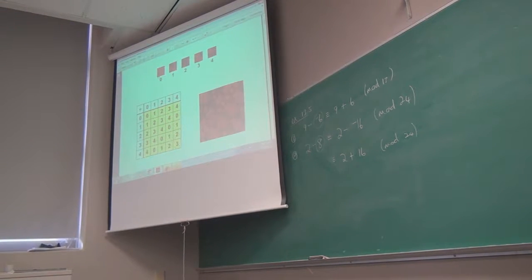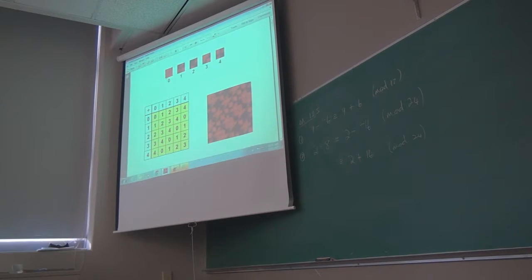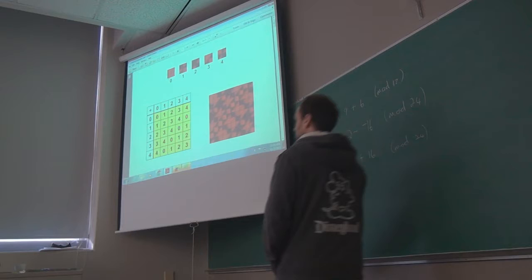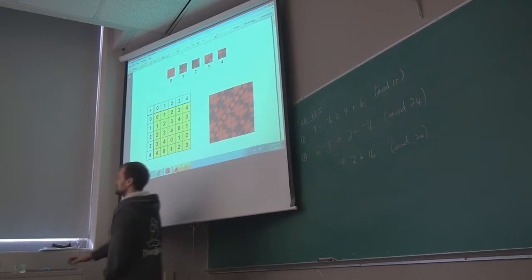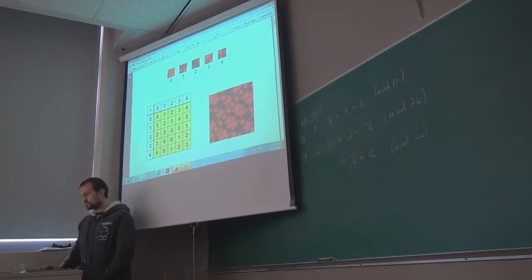Let's look at our addition table, for example, mod... What mod is this? Mod 5. You can pick any one you want. Then we have our addition table, which is a very easy shift of the rows.